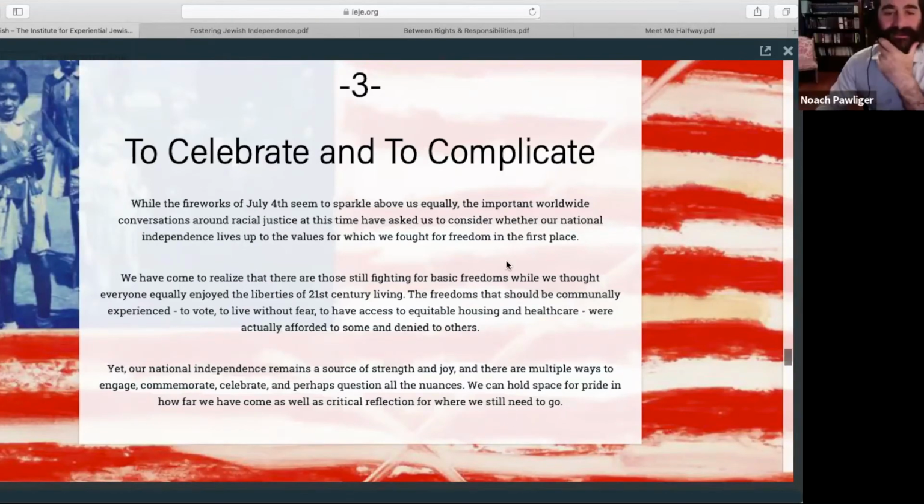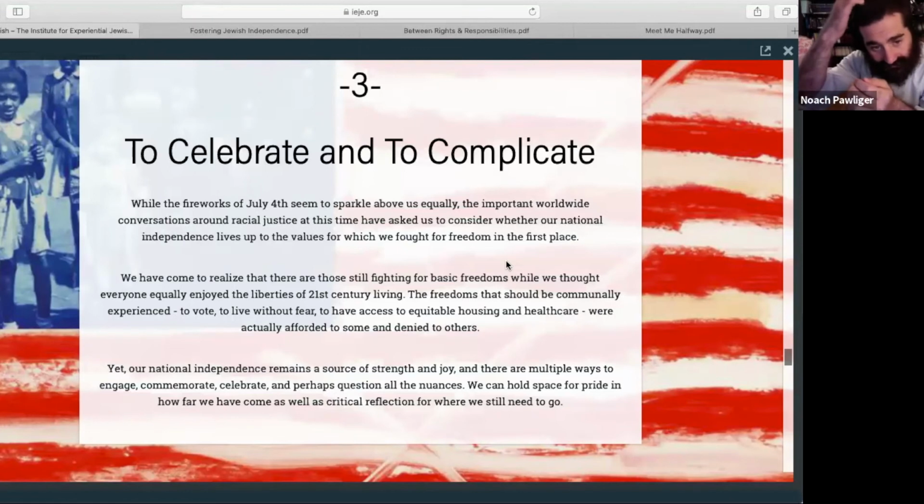Sure. To celebrate and to complicate. While the fireworks of July 4th seem to sparkle above us equally, the important worldwide conversations around racial justice at this time have asked us to consider whether our national independence lives up to the values for which we fought for freedom in the first place. We have come to realize that there are those still fighting for basic freedoms while we thought everyone equally enjoyed the liberties of 21st century living.